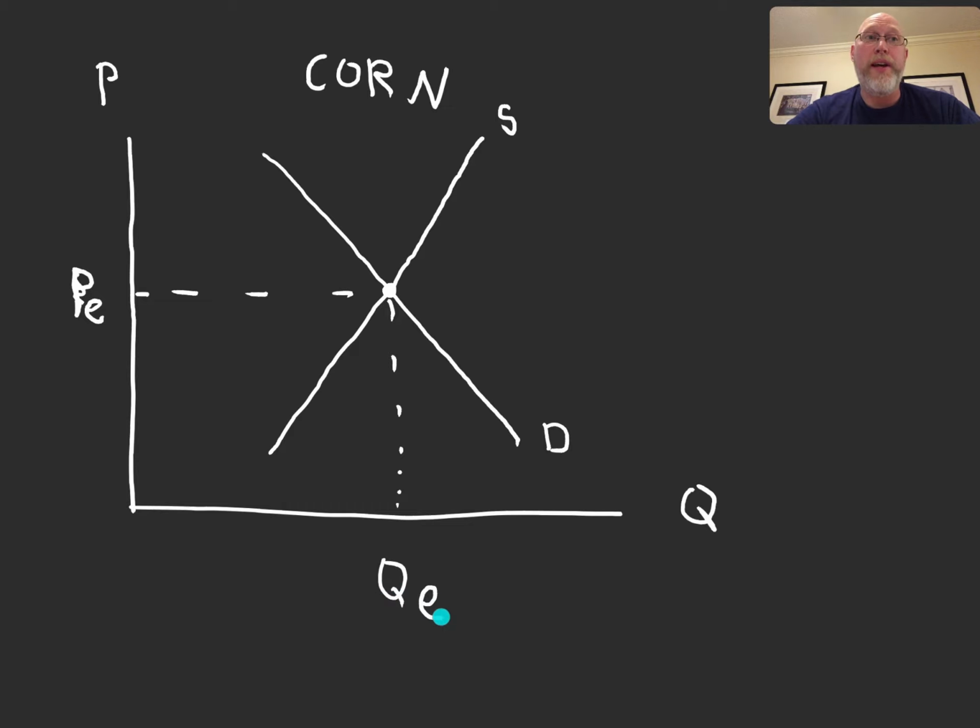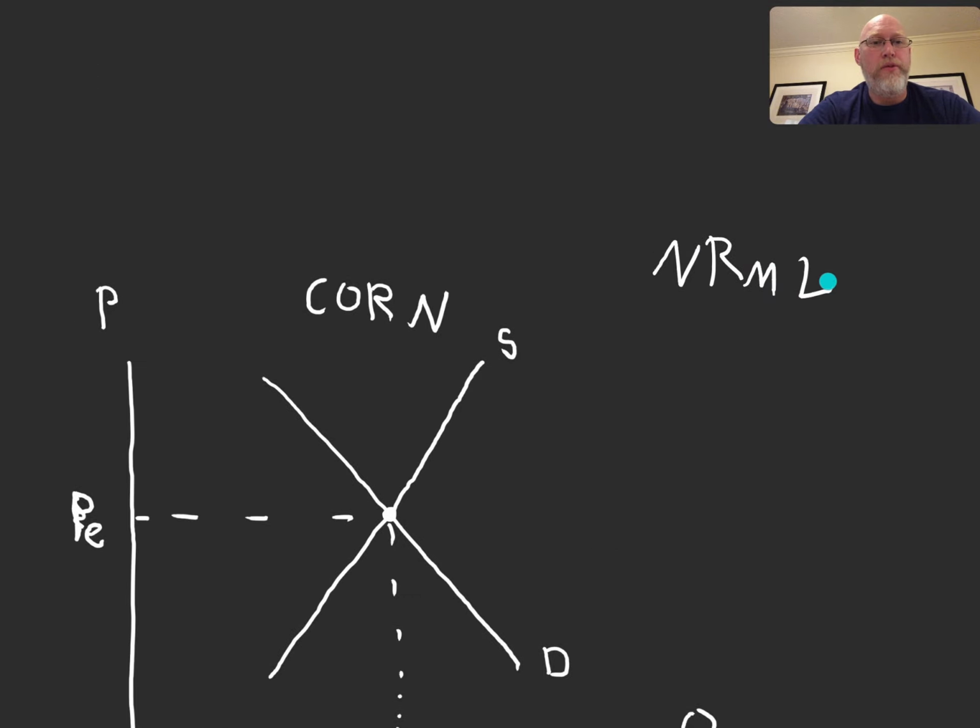And here's the setup. Someone somewhere has decided that the price of corn is too low, that farmers should be receiving a higher price for their crop. And whoever made that decision said, what we're going to do is create a thing called a non-recourse marketing loan. So I'm going to abbreviate that NRML, non-recourse marketing loan. And I explained that before.